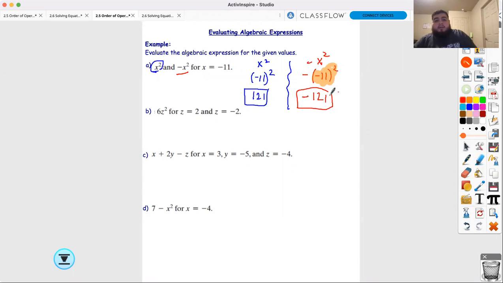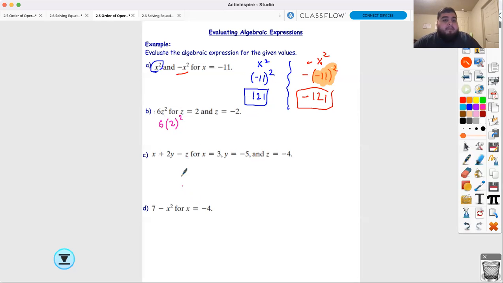So we're gonna plug in, we're gonna do 6Z squared for Z equals 2. That's the first one we're gonna do. So we're gonna do 6Z squared, right? But instead of Z, I'm gonna plug in 2 squared. That's what I'm gonna simplify first.